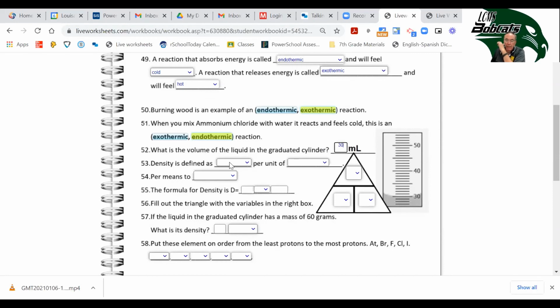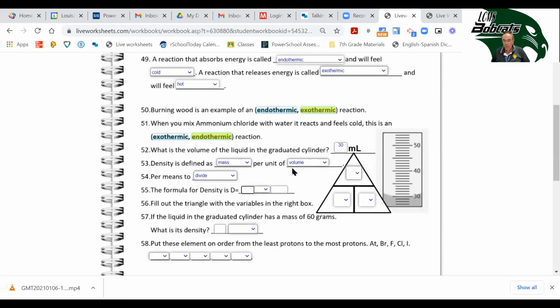Okay. Density is defined as mass per unit of volume. The reason why I put this in here is this is the way a lot of the questions on a test will be written. They'll give you this and say density is defined as mass per unit of volume. And from that, you're supposed to be able to figure out what the formula is. Well, per means this, it's got to be some kind of mathematical operation. It doesn't mean you add mass plus volume. It doesn't mean you subtract the mass from the volume. It doesn't mean you multiply the mass from the volume. You divide.